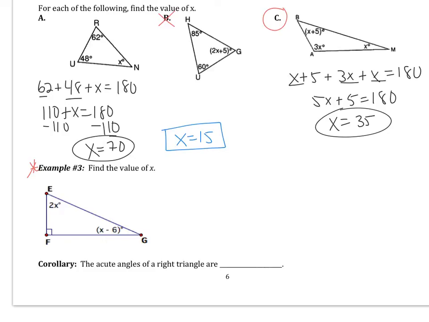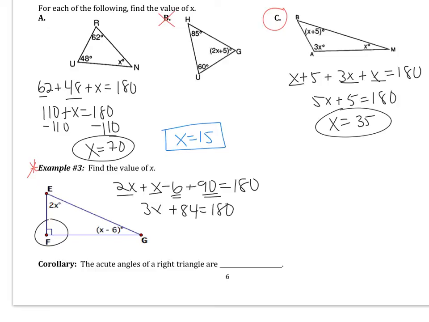Okay, let's see how we did. You should have, again, added up those angles and set them equal to 180. This time you have a 90-degree angle thrown in, as you can see by the box. Now, 2x and x will give me 3x. Negative 6 and 90 will give me 84. If I subtract 84, I get 3x equals 96. Dividing by 3, I get x equals 32.